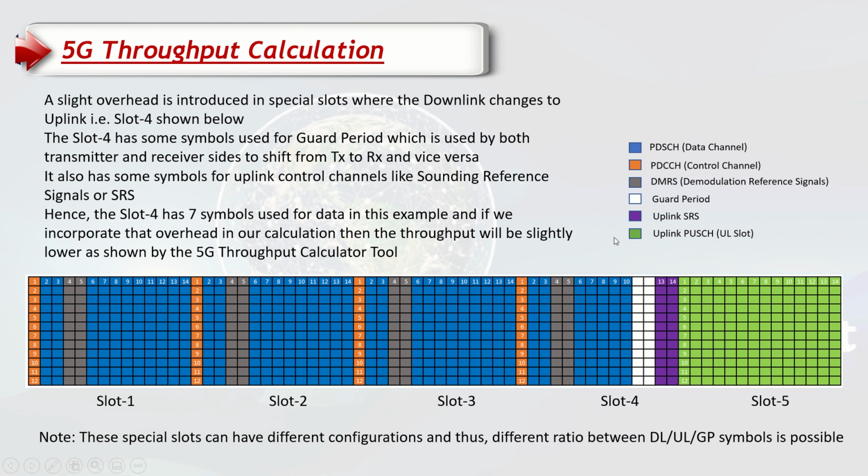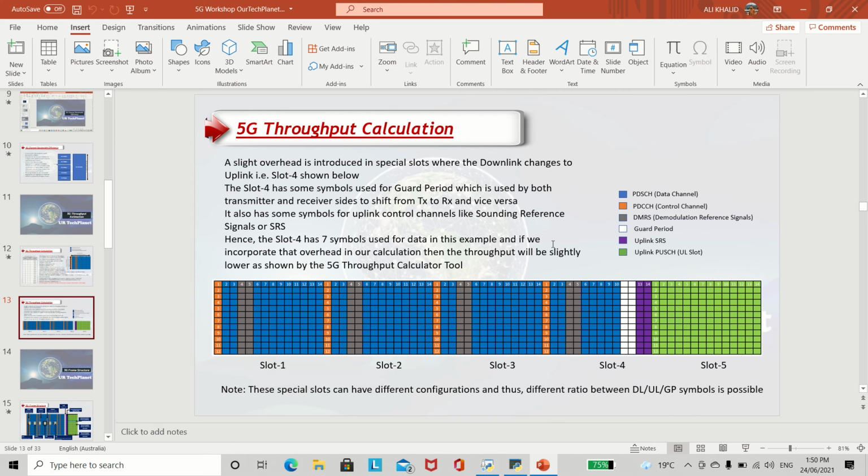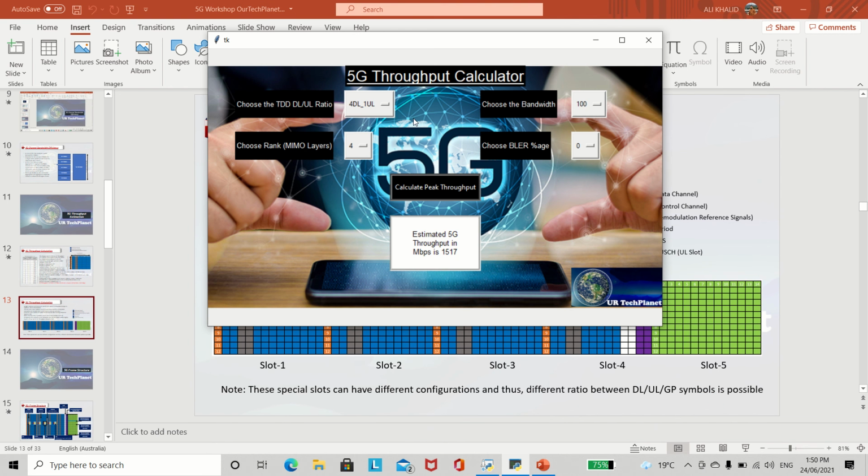So now let's have a look at the tool again and see a couple of other things that can impact the throughput. For instance, here we have 100 megahertz bandwidth, we have 4 DL 1 UL, and we have 4 MIMO layers, and this is the block error rate. So let's change this first. If I move to 3:1 and I calculate this, I can see the throughput dropped from 1500 Mbps to around 1388 Mbps, right? So this means that now I have more uplink slots. That's why downlink throughput dropped a bit. So let's go back to this one. We are again at 1.51 Gbps.